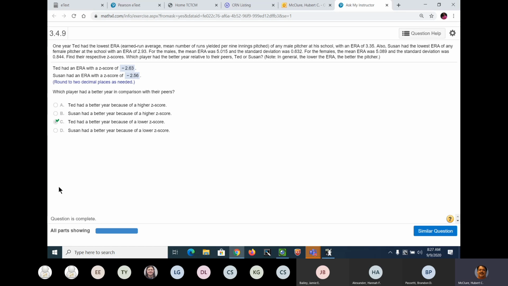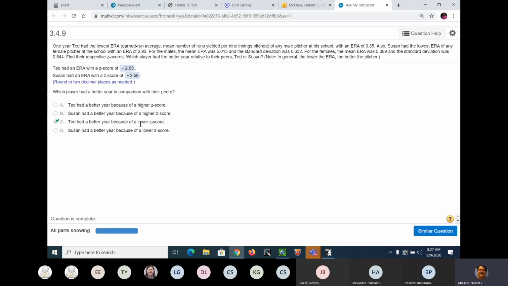So you have to go with the outside. What's closer to the outside? What's closer to the outlier? Remember, the outlier is the measure of the z-score. So whoever's closest to the outlier is the one that has the better one.